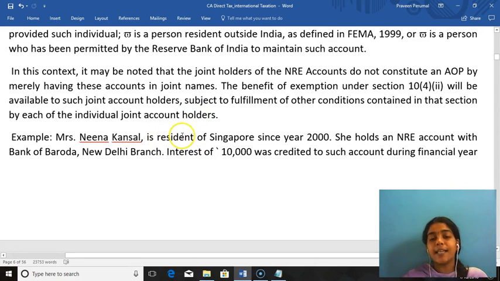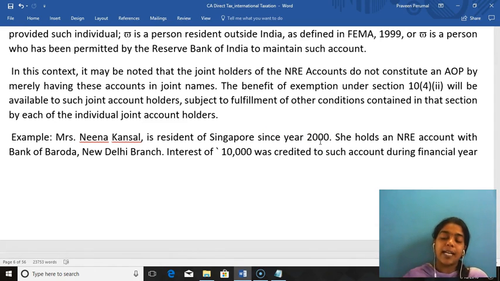Here, Mrs. Nina is not a citizen of Singapore. She is a resident of Singapore only, since the year 2000. She is holding an NRE account with Bank of Baroda. It is a notified bank, and there they can maintain an NRE account.